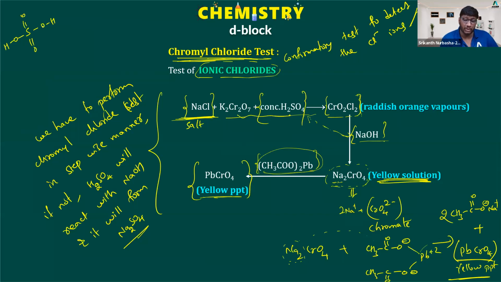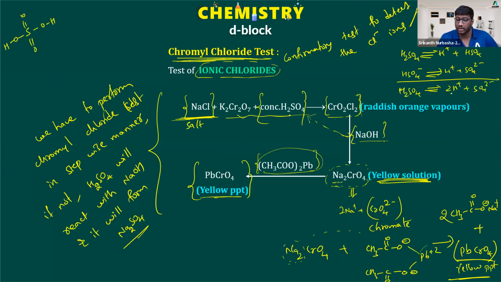H2SO4 has two equilibria. In the first equilibrium it dissociates to give H plus and HSO4 minus. In the second equilibrium, the hydrogen sulfate ion dissociates again to give H plus and SO4 2 minus ions. So H2SO4 will be giving 2H plus and SO4 2 minus ions.